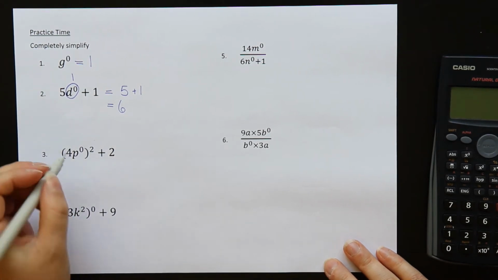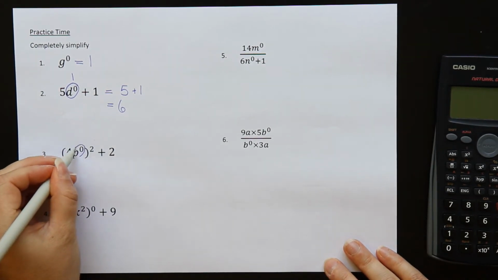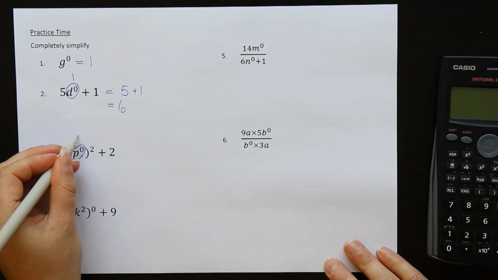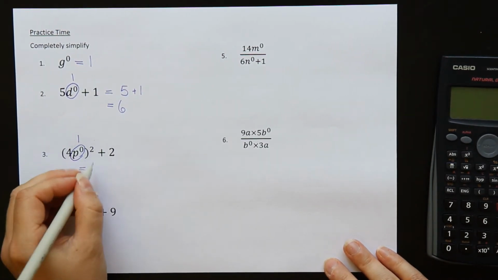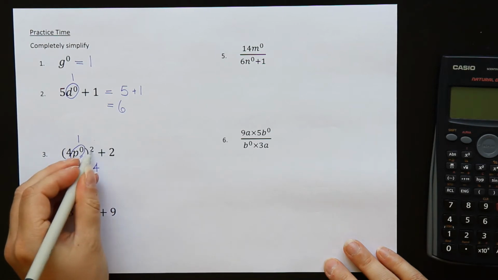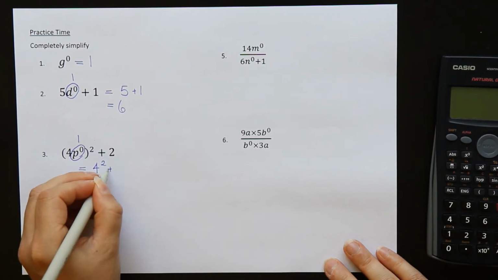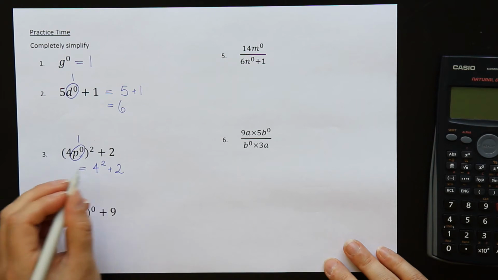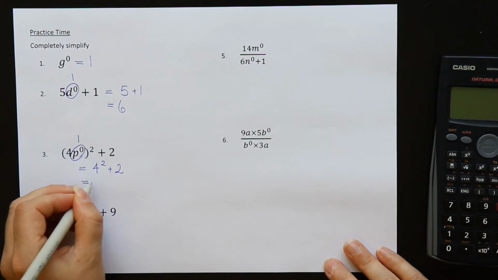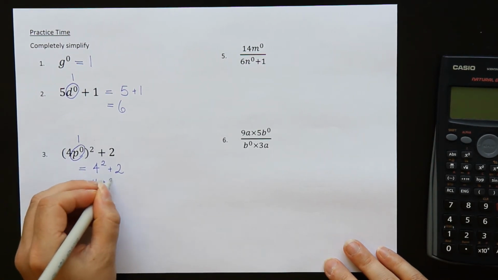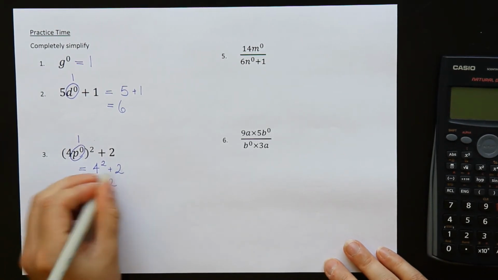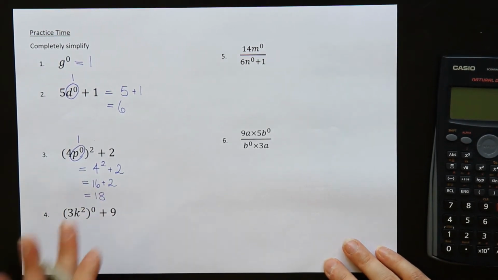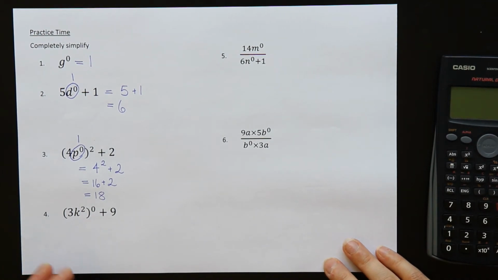Question 3. P to the power of 0, that's equal to 1. Let's write down what's left. I have 4 times 1, 4. That's squared plus 2. 4 squared is 16 plus 2 is 18. You could just type that line in your calculator if you don't want to do the steps yourself.